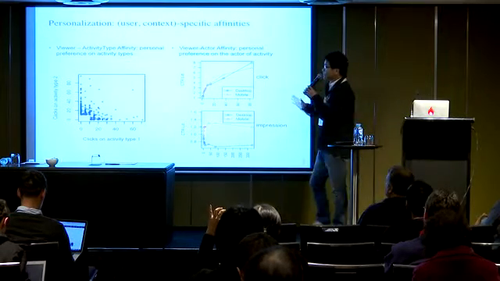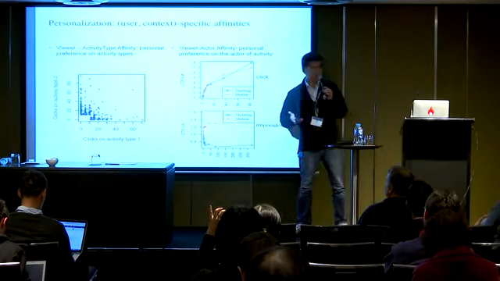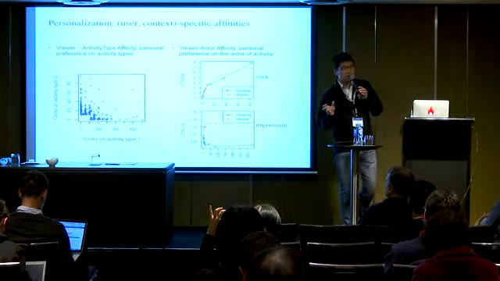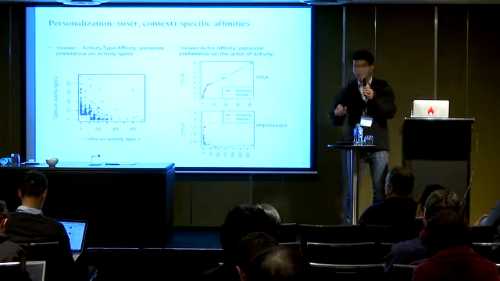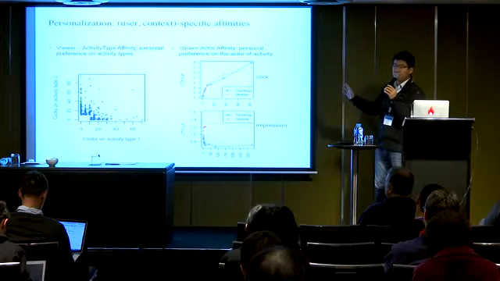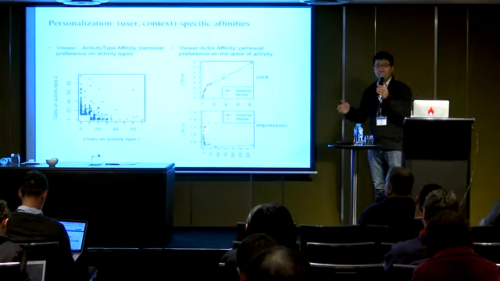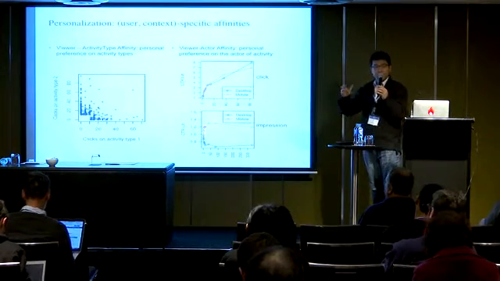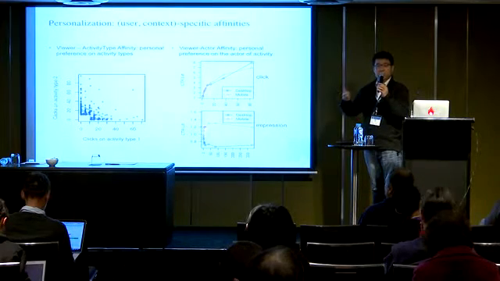So the left one indicates we can consider the viewer type affinity, and the right one is the viewer actor affinity. An actor can be your friend, or a company, those content generators in your feed.